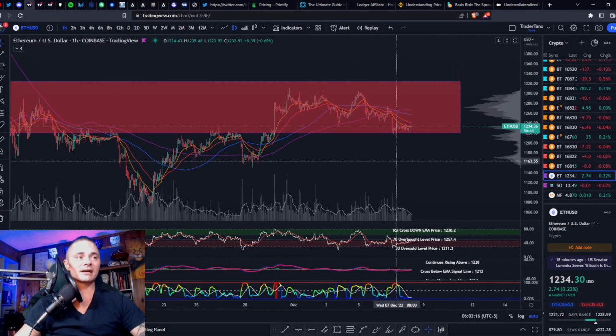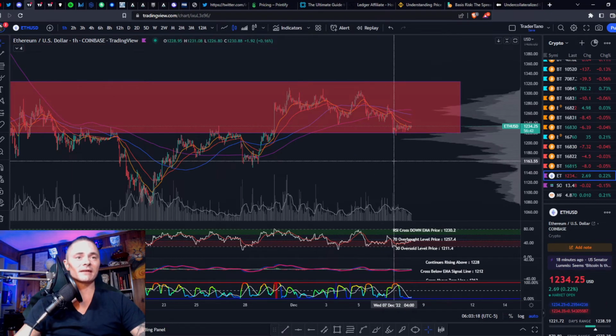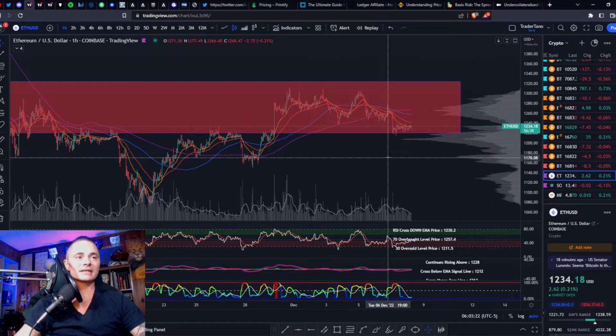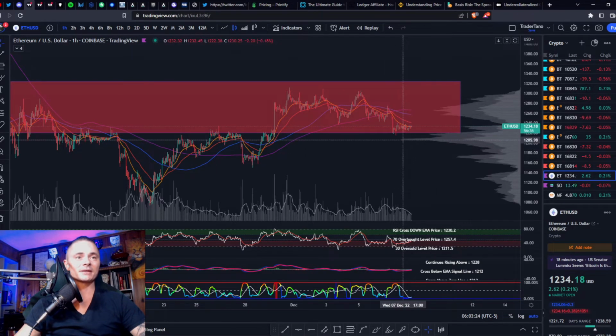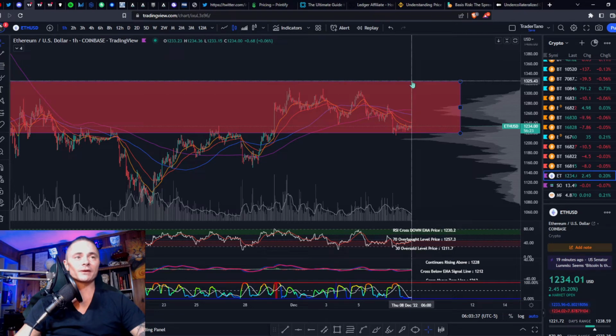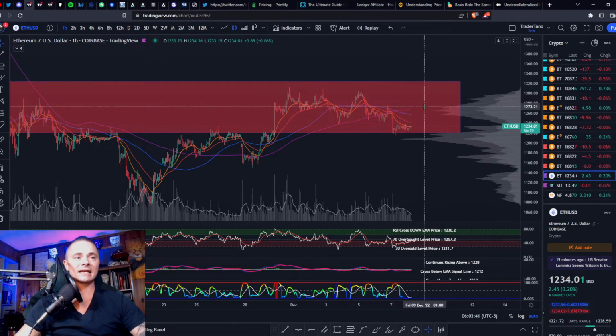But honestly, we could come down to here, 1160, get a huge bounce, possibly even come all the way back up to the POC, point of control, at 1205, and then resume down. If we break back into the range, I would expect us to come all the way to the top, 1325. If we can break 1325 in the top of this red box, 1400 is next.